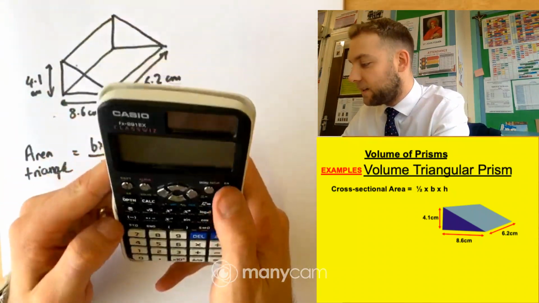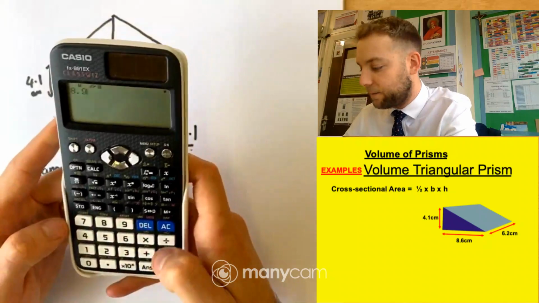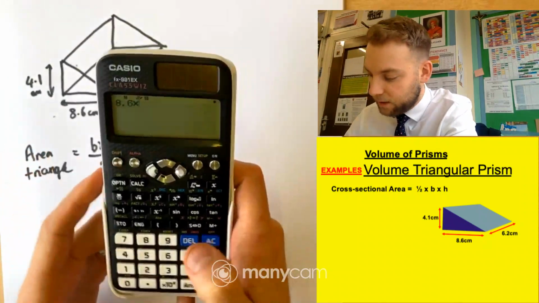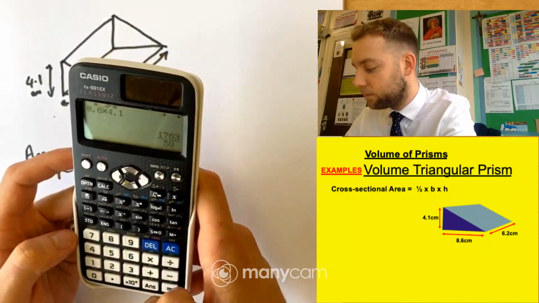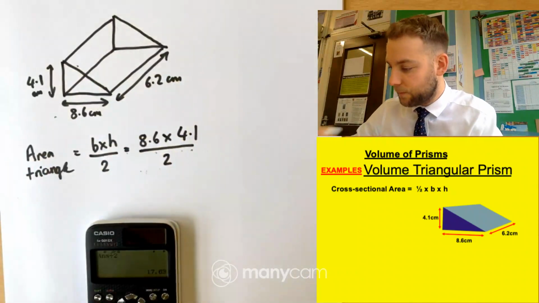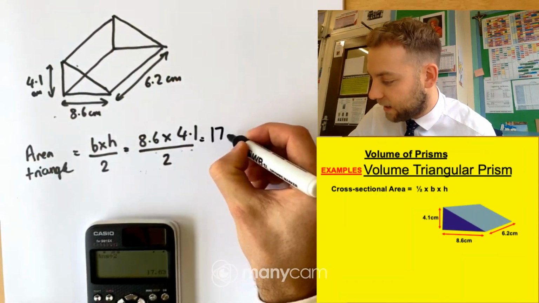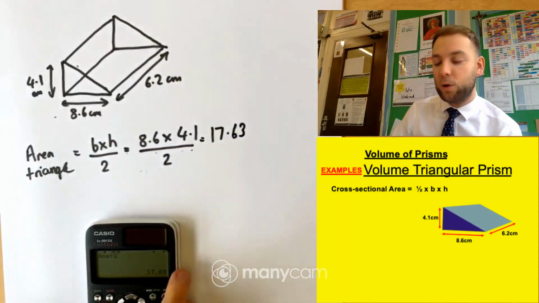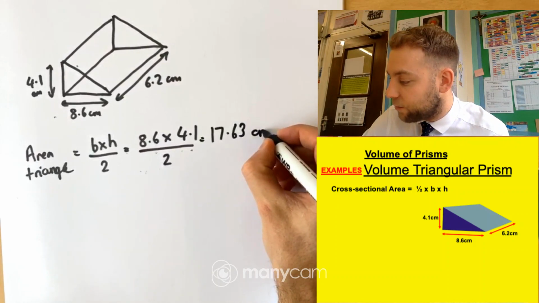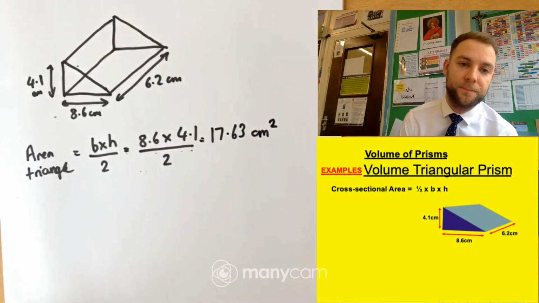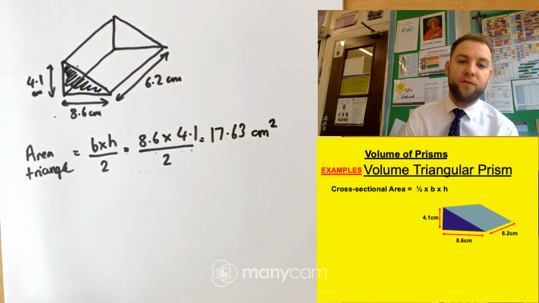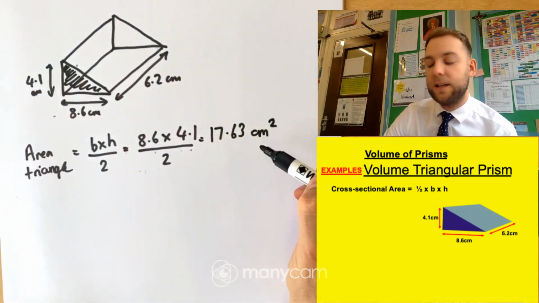So 8.6 times by 4.1 divided by 2. So that gives me 17.63. Now I'm going to write the units on that. Now because this is area, the units of this are equal to centimetres squared. Which means that the area of this cross section here, this part at the front, is equal to 17.63.